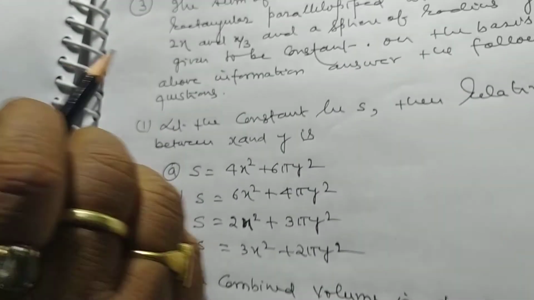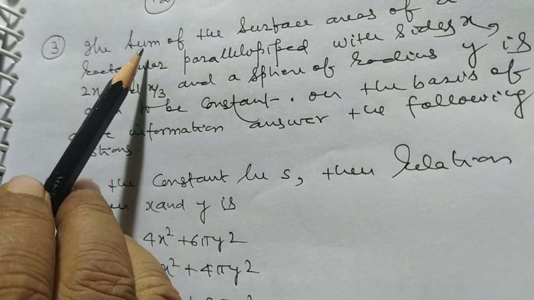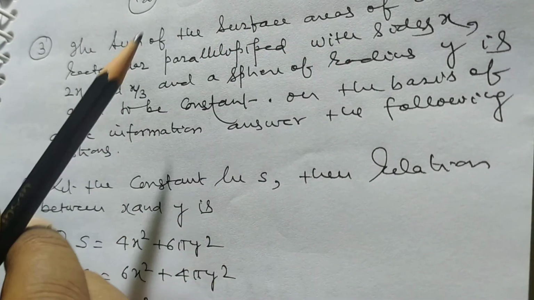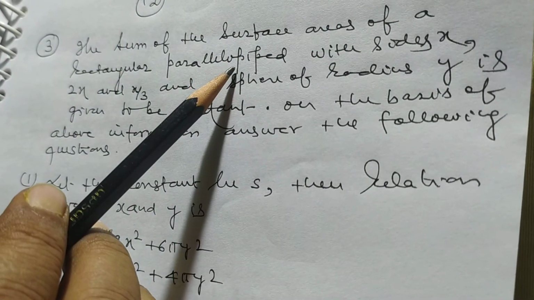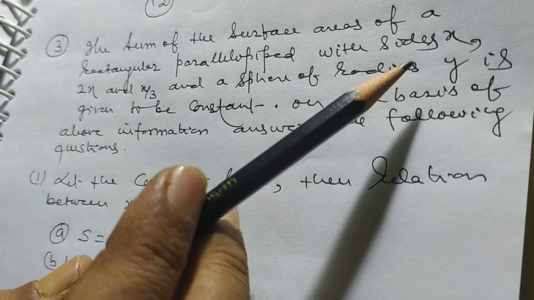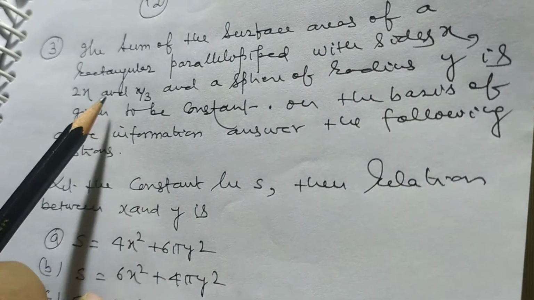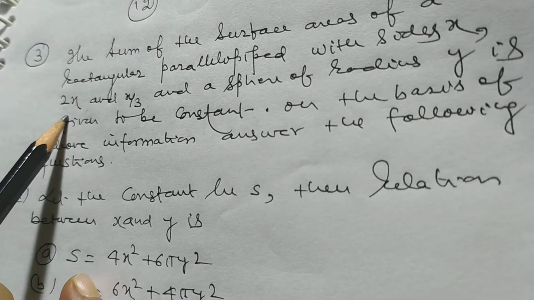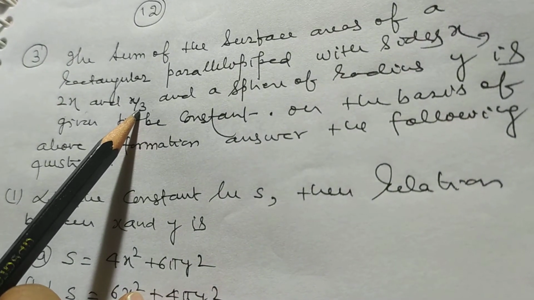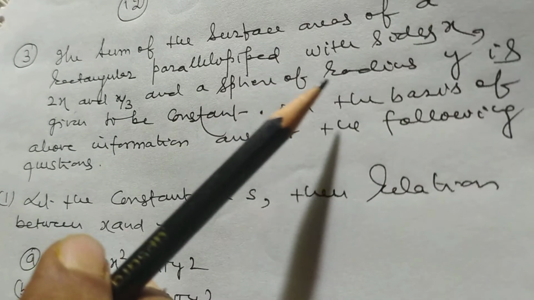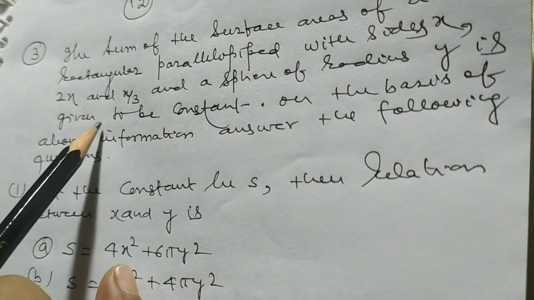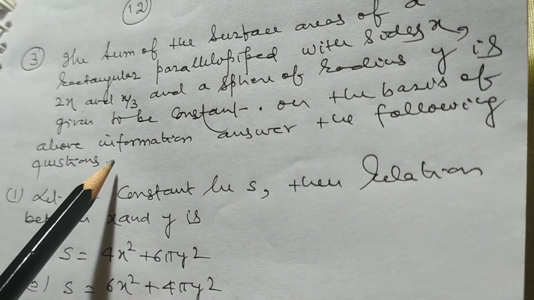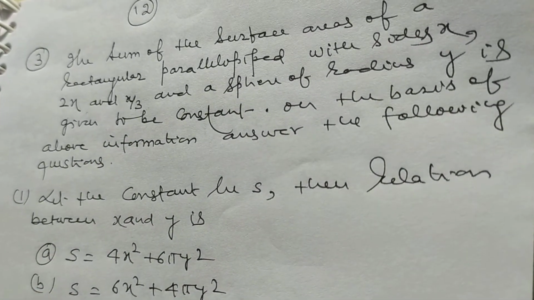So my dear students, now we want to solve problem number 3. The sum of the surface area of a rectangular parallelepiped with sides x, 2x and x by 3. x is length, 2x is breadth, and height is x by 3, and a sphere of radius y is given to be constant. On the basis of above information, answer the following questions.